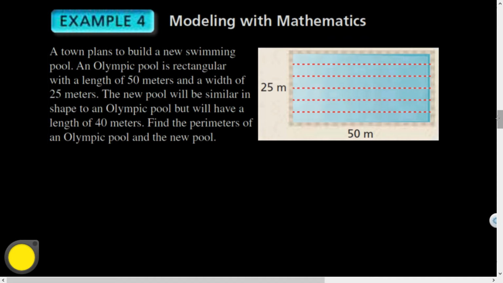A town plans to build a new swimming pool. An Olympic pool is rectangular with a width of 50 meters, a length of 50 meters, and a height of 25. The new pool will be similar in shape to an Olympic pool.